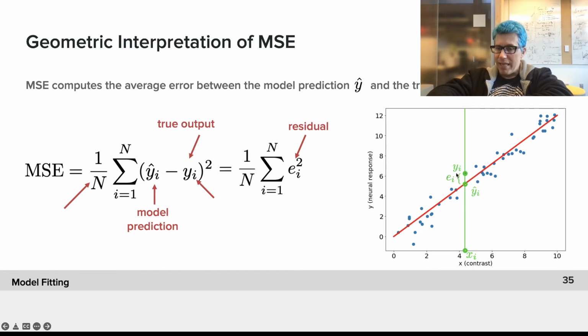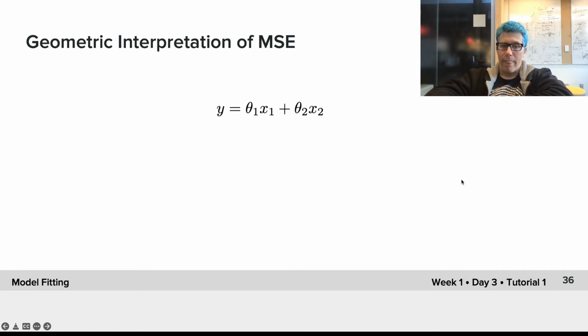yi is where the data is. Now, in the geometrical interpretation, the error that we have here is the difference of the yi from the yi hat given an xi. So therefore, we can view the model, the mean squared error, as basically just the squared distance of these points from the red line.